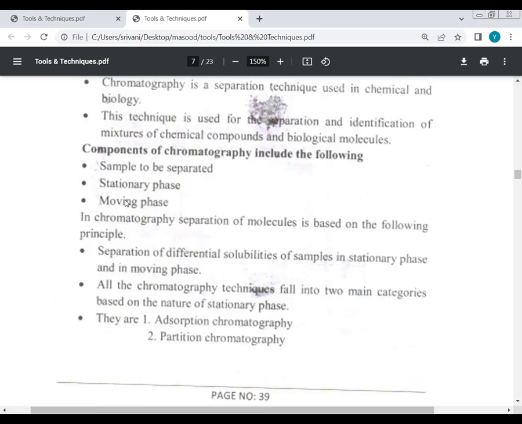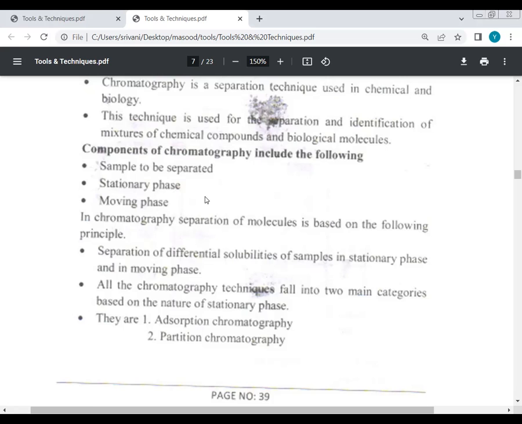What is the stationary phase? For example, here we are taking silica gel. Silica gel is the stationary phase, meaning it is not going to move. But the moving phase is there. For example, we can take any type of alcoholic solution, or water, also no problem. That is known as the moving phase.